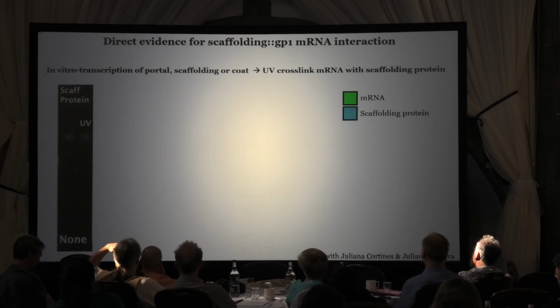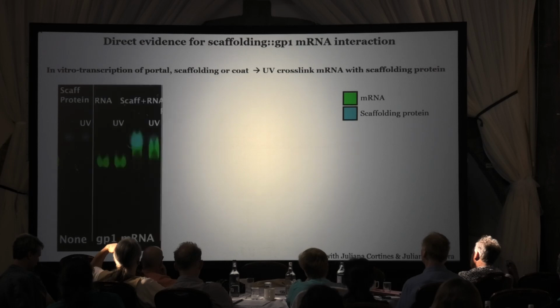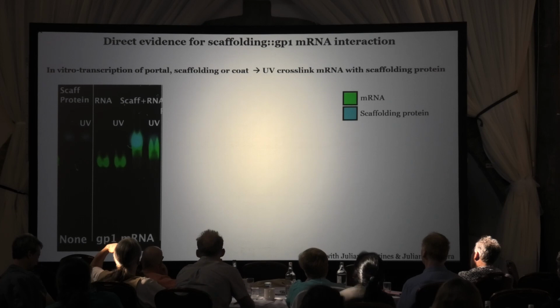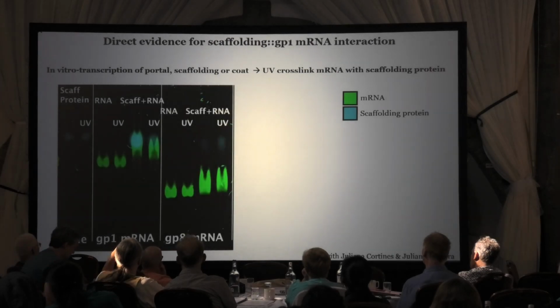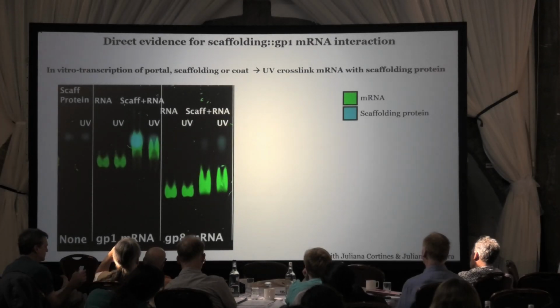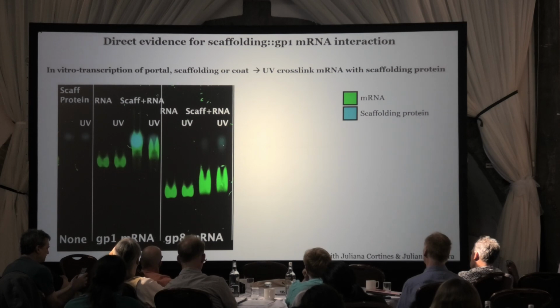So first, to control scaffolding protein alone, every set that I show you will have an uncross-linked version and a UV cross-linked lane. The first here is RNA alone, uncross-linked or cross-linked, and then scaf plus RNA, uncross-linked or cross-linked. In this case, scaffolding protein was cross-linked with GP1 only mRNA, and you can see a shift upward in the RNA that co-localizes with scaffolding protein. In the presence of GP8 RNA, scaffolding protein, most of it hangs up here.